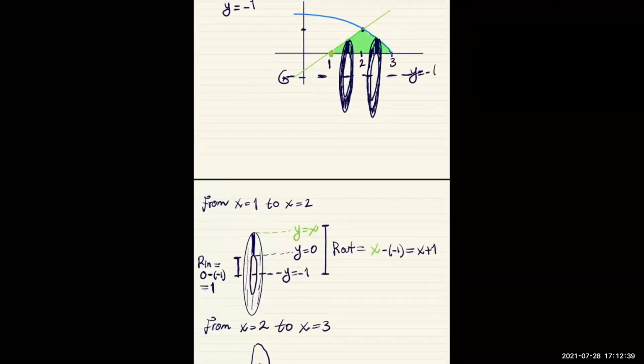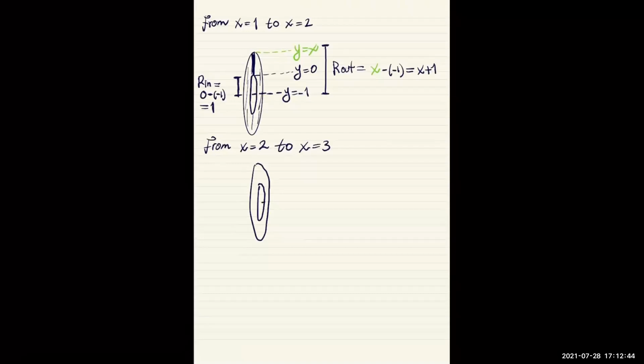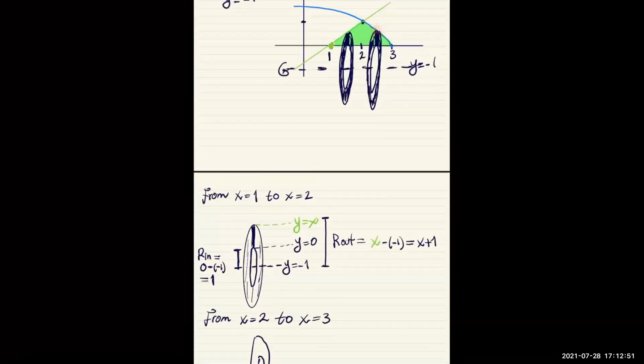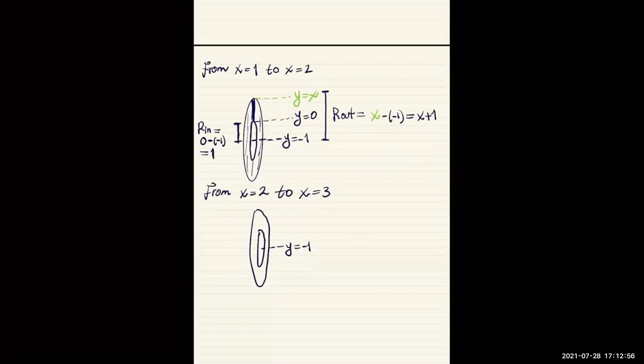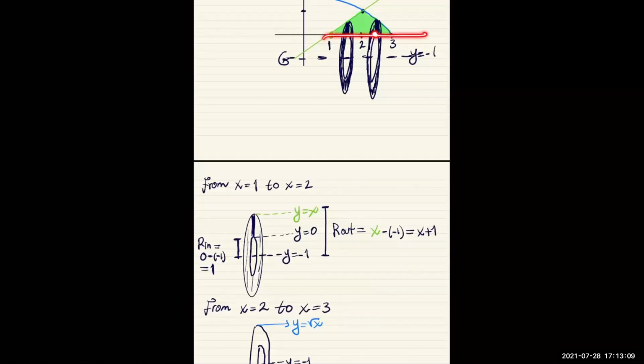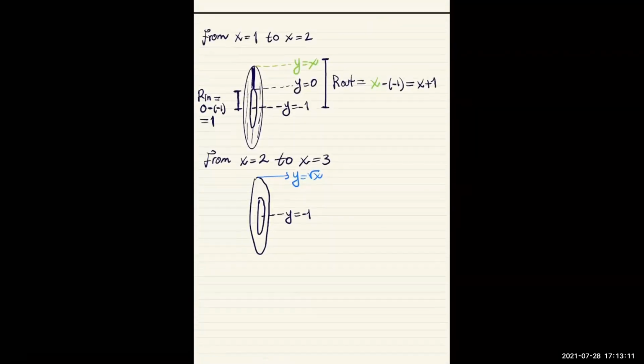Okay, so for this washer, the center is still at y equal to -1. The top point on the outer circle is on the blue graph, where y is equal to square root of x. And again, the inner circle contains y equal to 0. This is on y equal to 0.